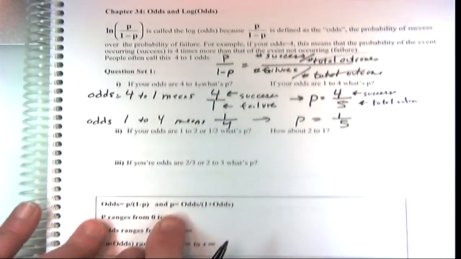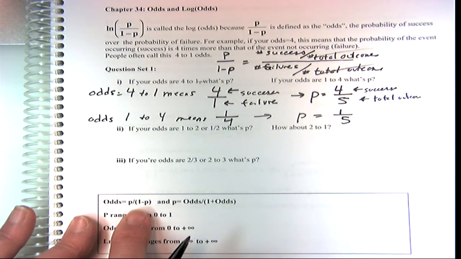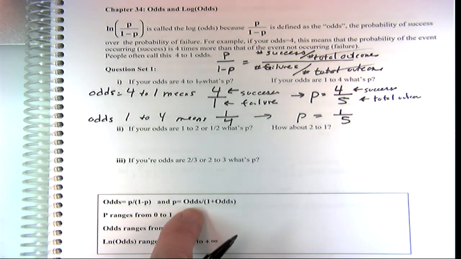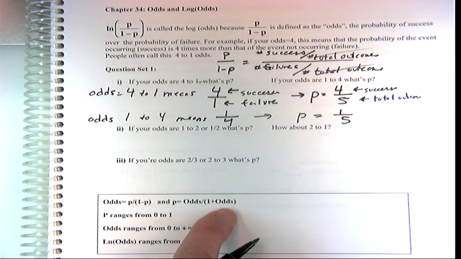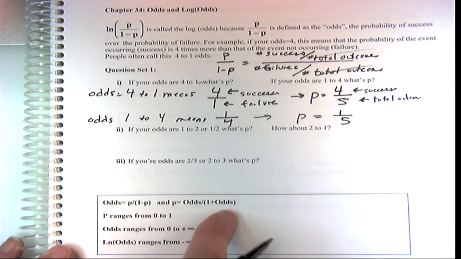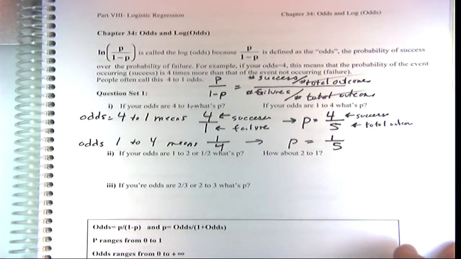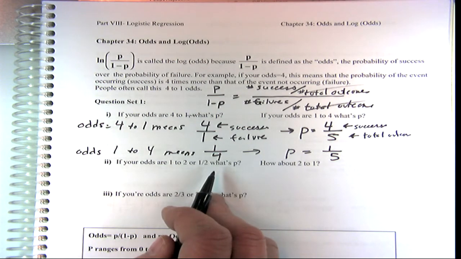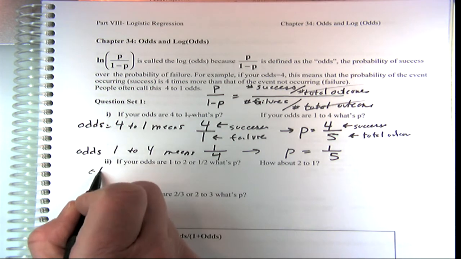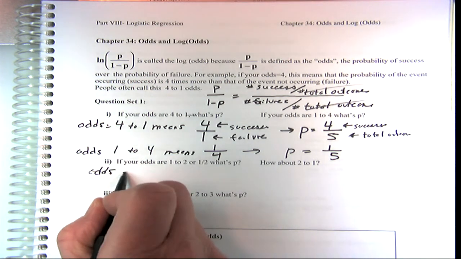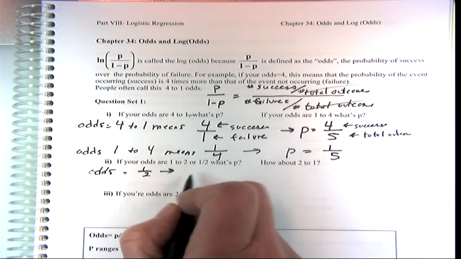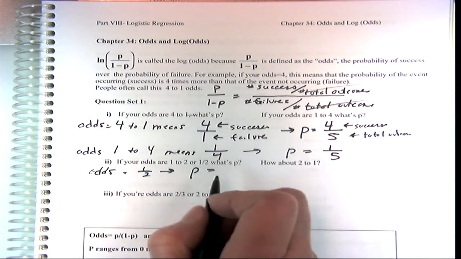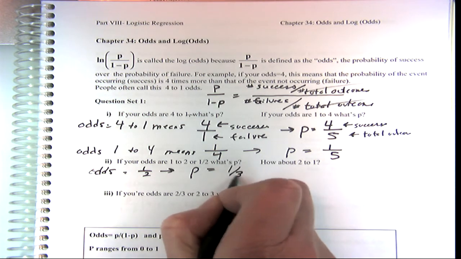So that's where we're getting this from. You know that the odds are P over 1 minus P, but the probability is odds over 1 plus the odds. That's all we're doing. Odds over 1 plus the odds. Okay? So if your odds are half, or 1 to 2, odds equal 1 to 2, then what's your probability? Your probability is 1/3.